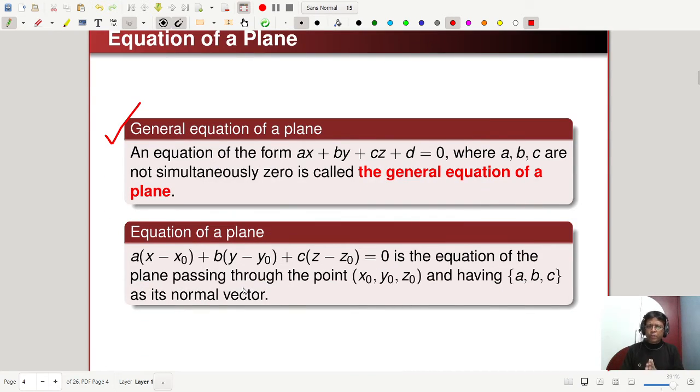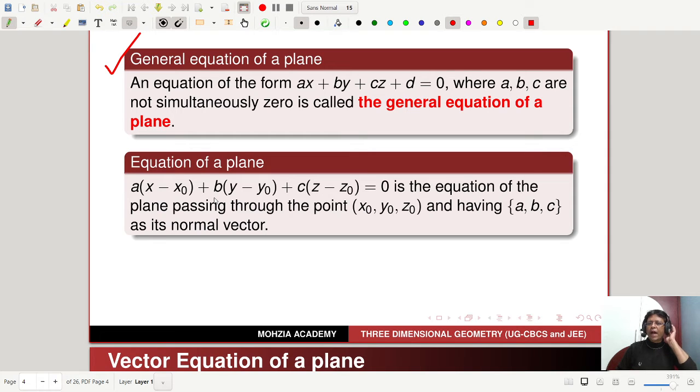So the general equation of a plane is given by ax plus by plus cz plus d equal to 0 in x, y, z. So any first degree equation in x, y, z represents a plane. A, b, c are not simultaneously 0. All the coefficients are not simultaneously 0. Maybe some of the coefficients are 0, but that will still represent a plane in three dimensions.